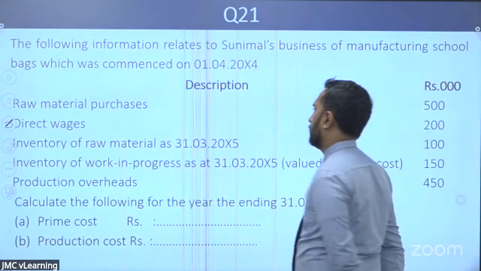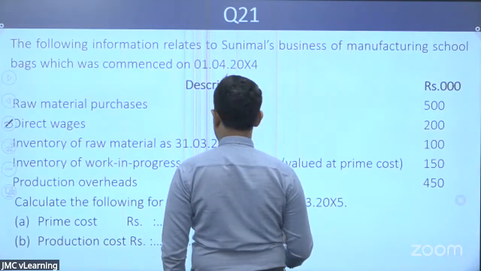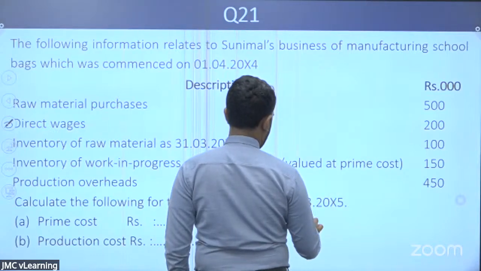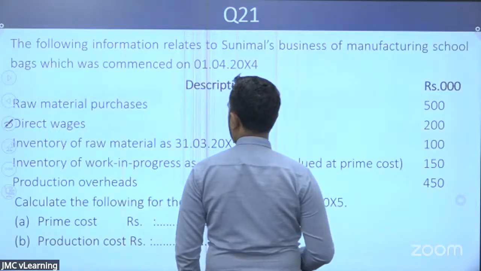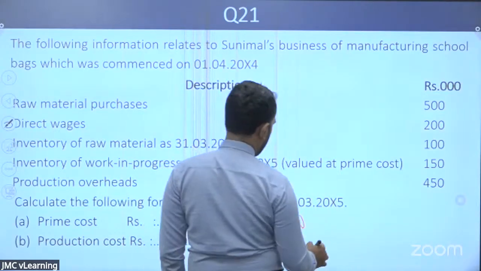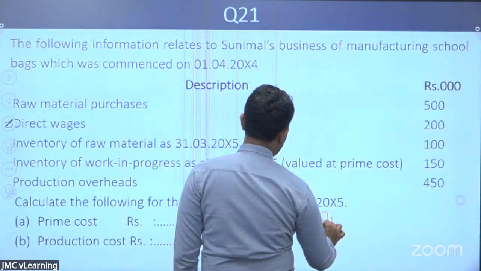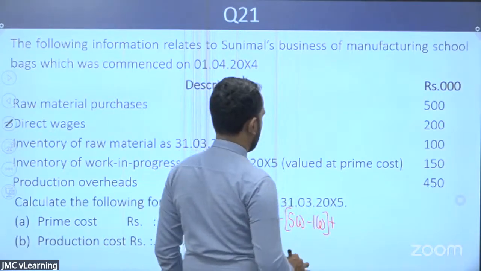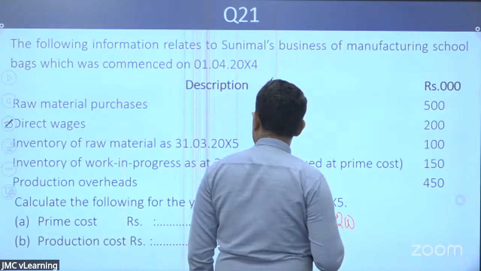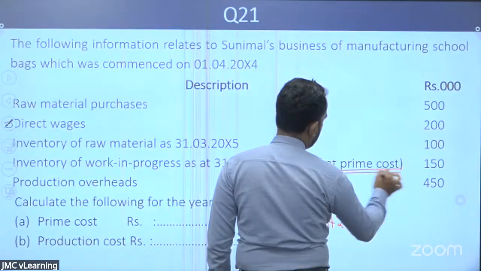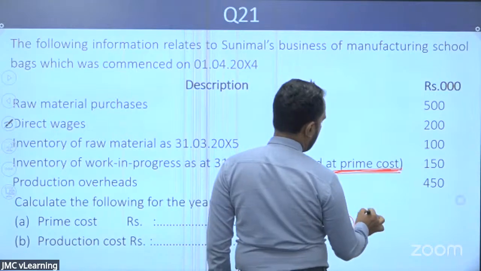Calculate the prime cost. Now you take the raw material purchase. For you to calculate the prime cost, you take the raw material purchase 500. Then there's a raw material closing inventory that you need to deduct, no? Minus 100. Plus the direct wages 200. The closing work in progress valued at prime cost. Closing work in progress is not completed yet, no? That you need to deduct.